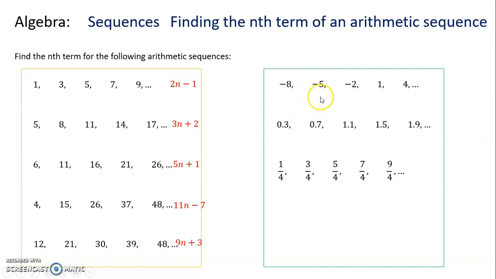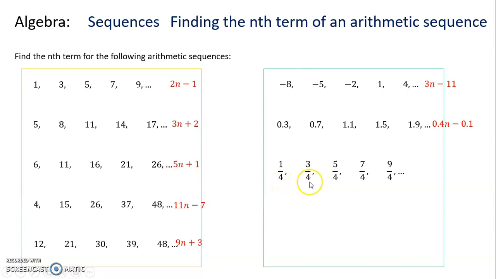This one only because it starts with negatives, so we can still see we're going up by 3 every time, so we know it's going to be 3n add or subtract something, and actually we're subtracting 11 to get from 3 to negative 8. Here we're going up by 0.4 every time, and this is 1 less than the 0.4 times table. And then this one is the trickiest.